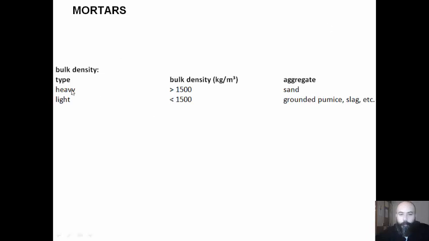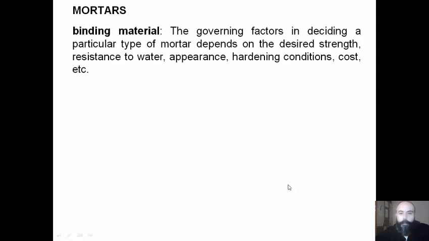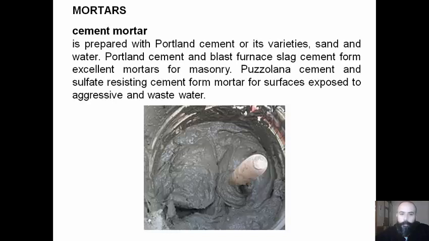We can have a heavy mortar with a bulk density higher than 1,500 kg per cubic meter, and sand can be used as an aggregate in this mortar. Or if we prefer to use ground pumice or slag with a bulk density lower than 1,500, we will have a light mortar. The governing factors in deciding a particular type of mortar or binding material depend on the desired strength, resistance to water, appearance, hardening conditions, cost, and so on.